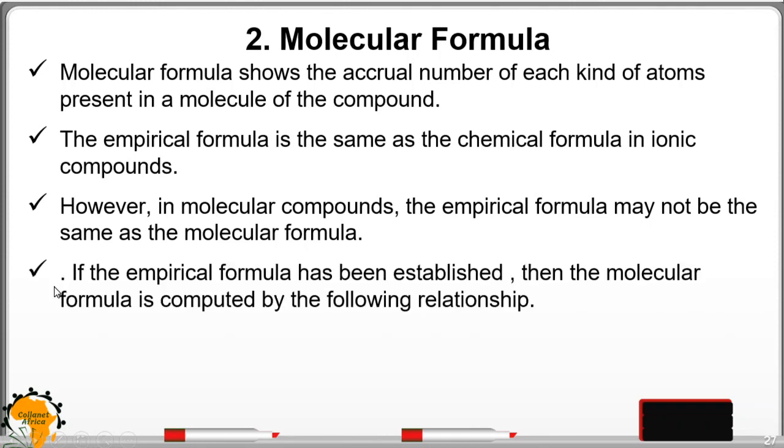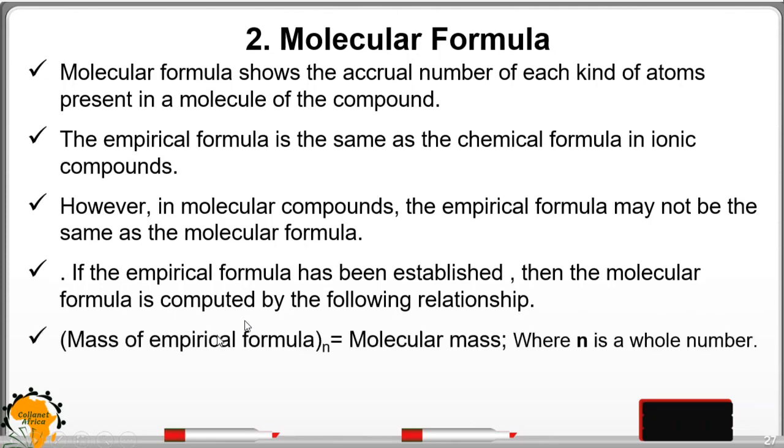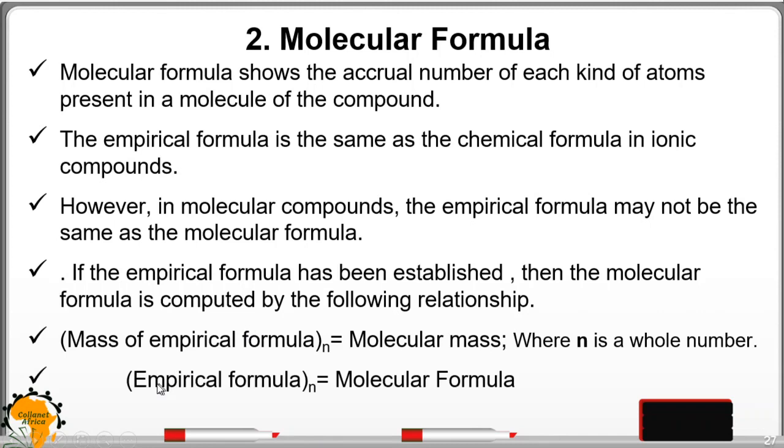So if you have the empirical formula, then the molecular formula can be computed by the following relationship: mass of empirical formula multiplied by n gives the molecular mass, where n is a whole number. Meaning, you multiply the empirical formula by this whole number n, and you get the molecular formula.